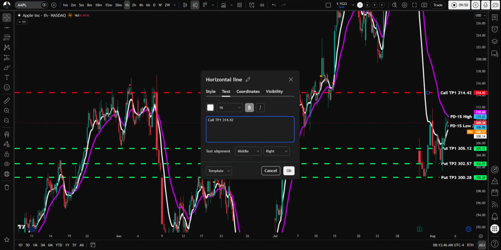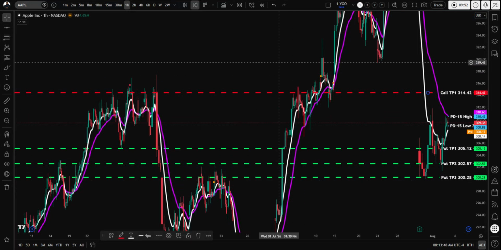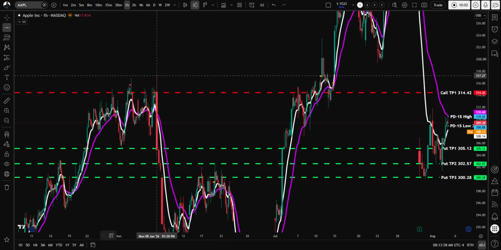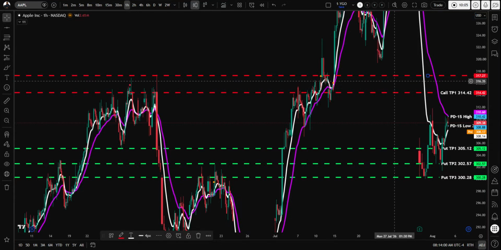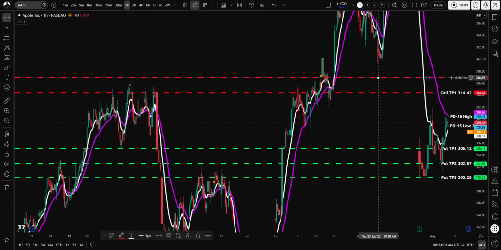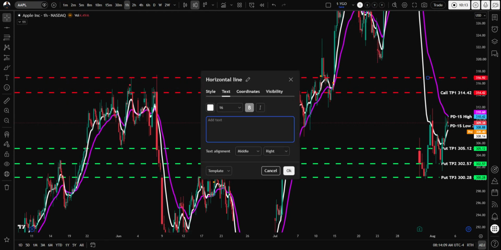314.42. We'll go here. That'll be another, like, 317. I like it. That's where, and if you see, price reacted real heavy right there. So I definitely want to add my second take profit there around 317, about right there, 316.92.